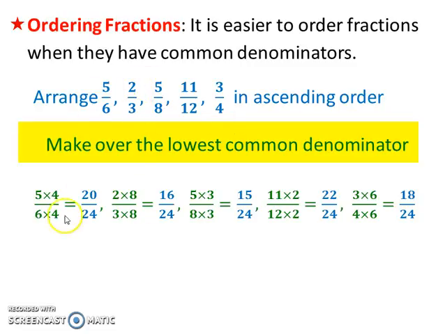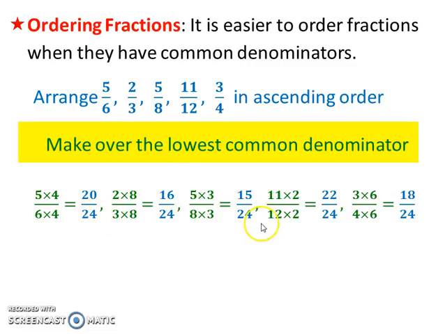Once I've decided it's 24, I take each fraction. So for 5 over 6, I have to times it by 4 to turn the denominator into 24, so whatever I do to the bottom, I do to the top. My 2/3 I need to times by 8. My 5/8 I need to times by 3. 11/12 I need to times by 2. And my 3/4 I need to times by 6. So this new fraction that I've written in blue helps us to order them.